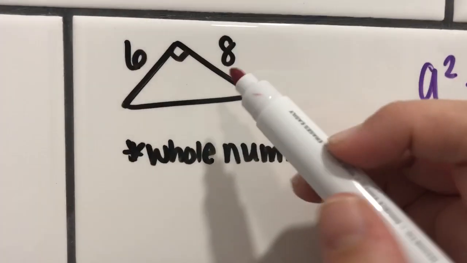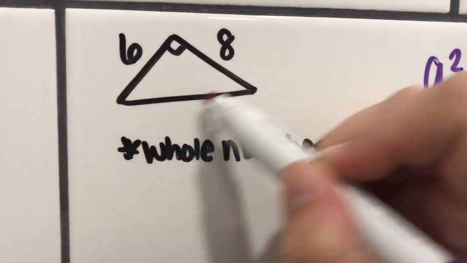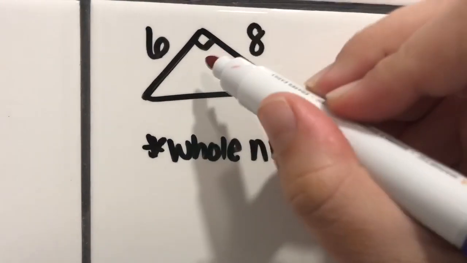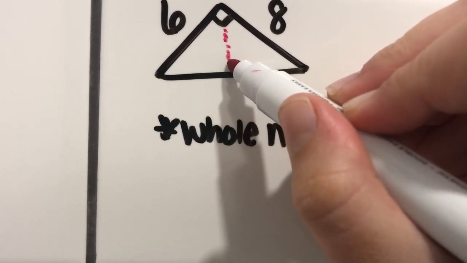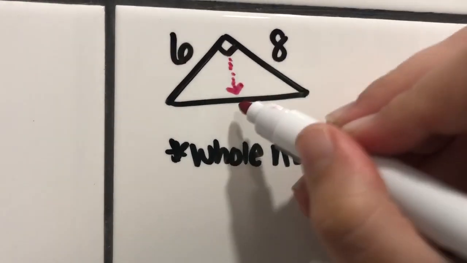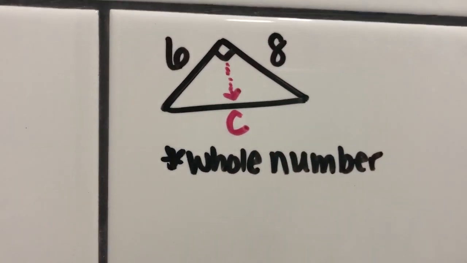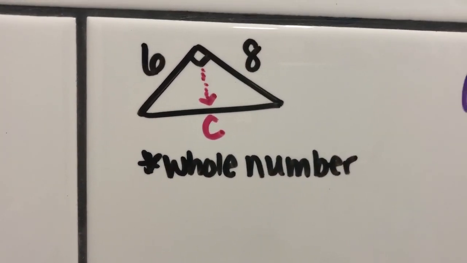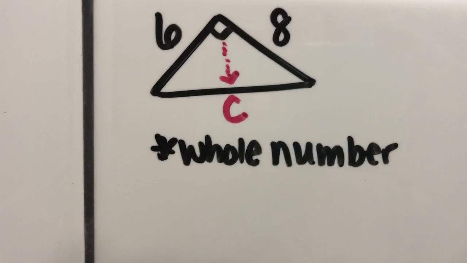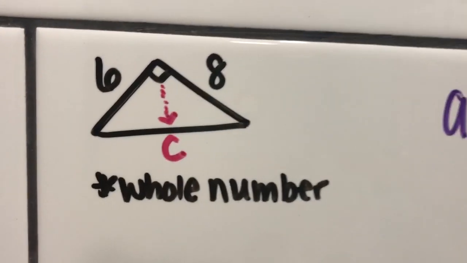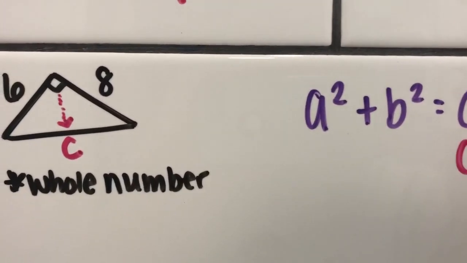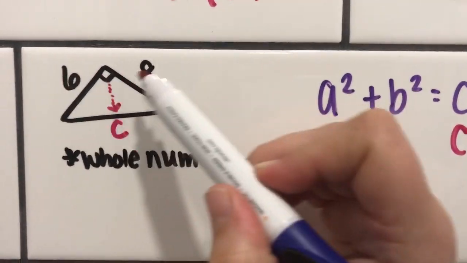So I have a 6 and an 8. I don't know what this side length is. That's what I'm solving for. And I can see that this is across from the right angle. Therefore, this has to be C. That's the longest side. It's the hypotenuse. Again, it's across from the right angle. So C is going to be my variable, and I can plug 8 and 6 into A and B.